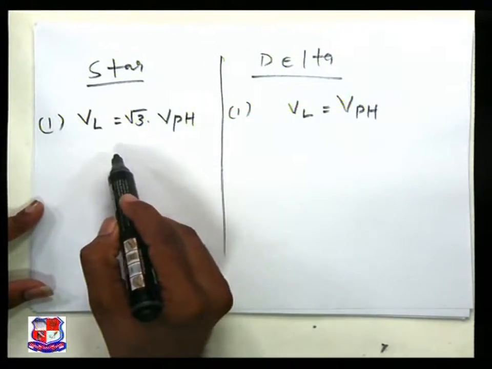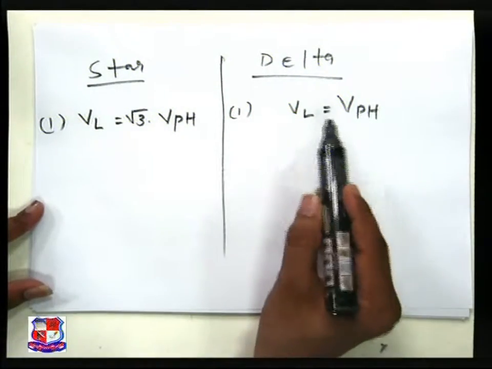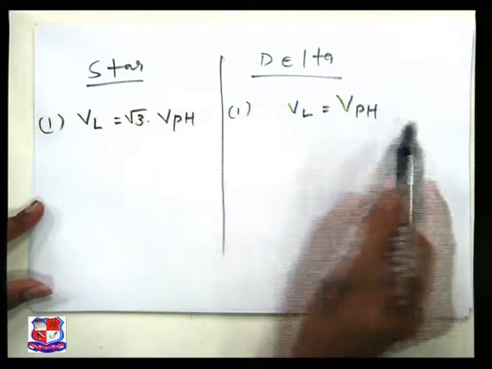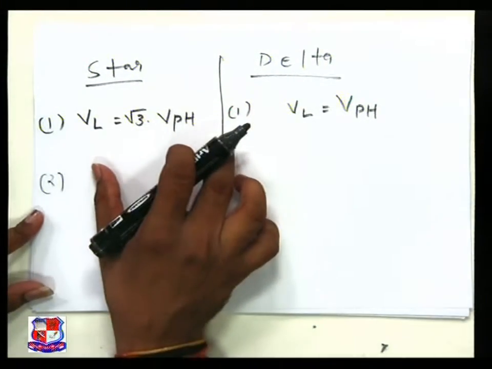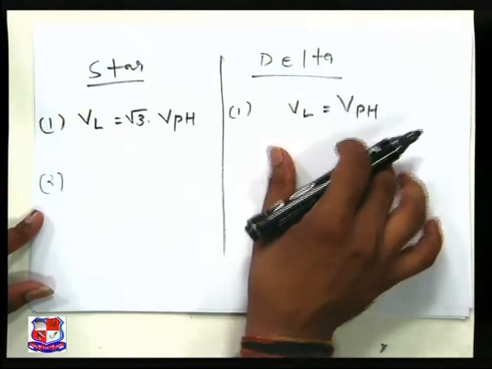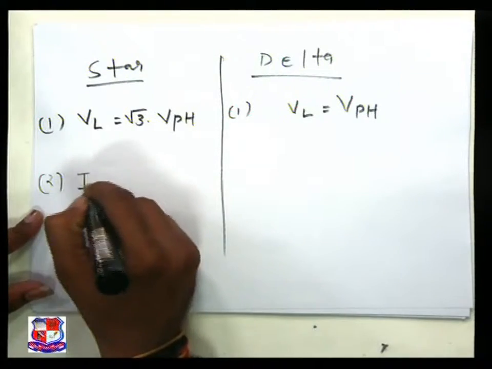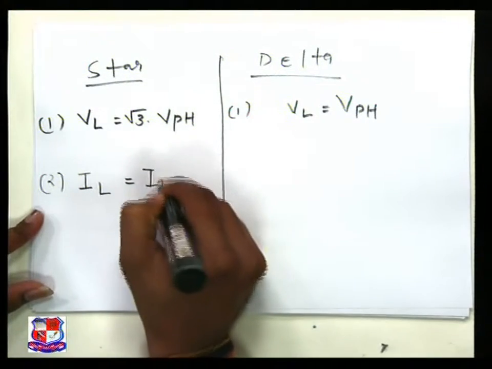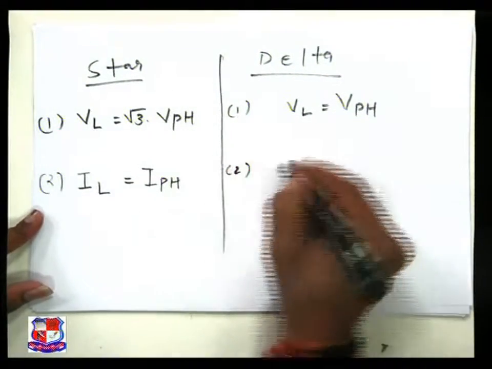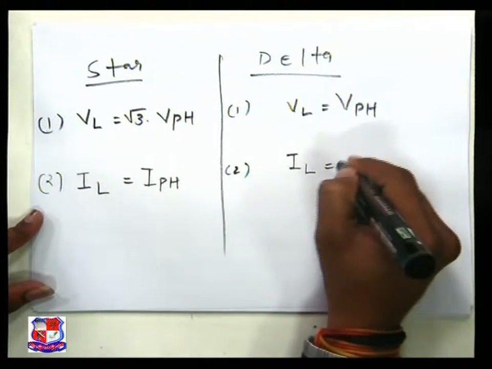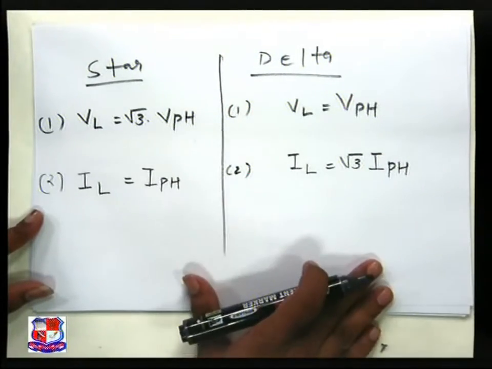So in a star connection, your line voltage is √3 times greater than your phase voltage, but in your delta connection, your line voltage is equal to your phase voltage. And this is the relationship between the line voltage and phase voltage in star and delta connections. Now the relationship between line current and phase current: your line current is equal to your phase current in a star connection, but your line current is √3 times greater than your phase current in a delta.